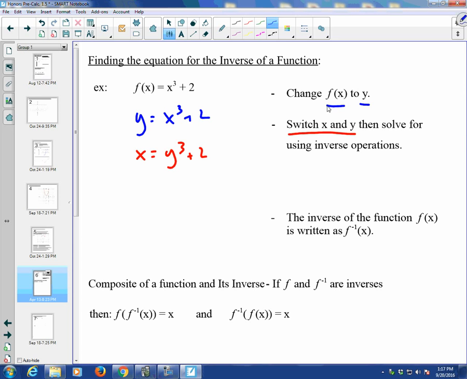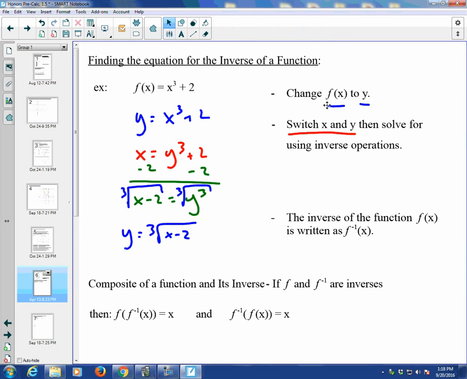So right here, the first thing we'll do in our solving for y is subtract 2 from both sides. And that's going to give us x minus 2 equals y cubed. And then to undo the cube, we're going to take the cube root of both sides. And that's going to give us y equals the cube root of x minus 2. So pretty easy. We've got our equation that defines our inverse of f. And so we would write it as f to the negative 1 of x, or f inverse of x. And that's going to be our cube root of x minus 2.